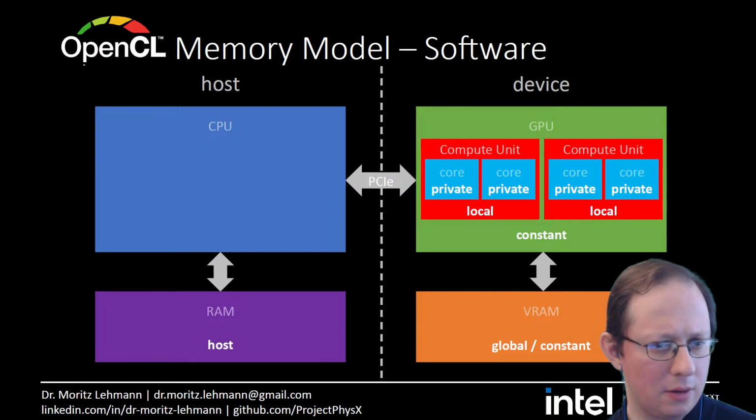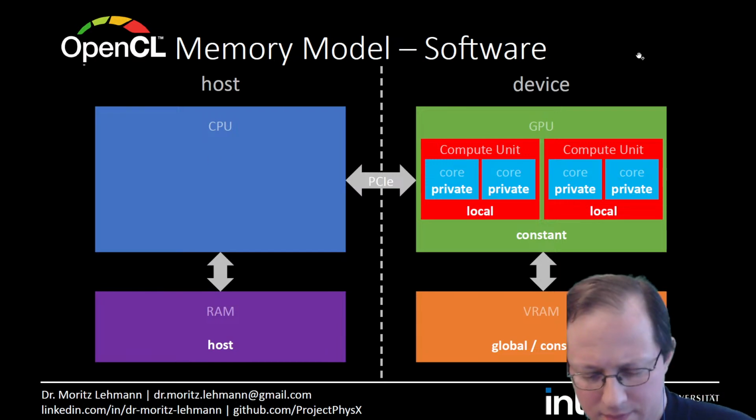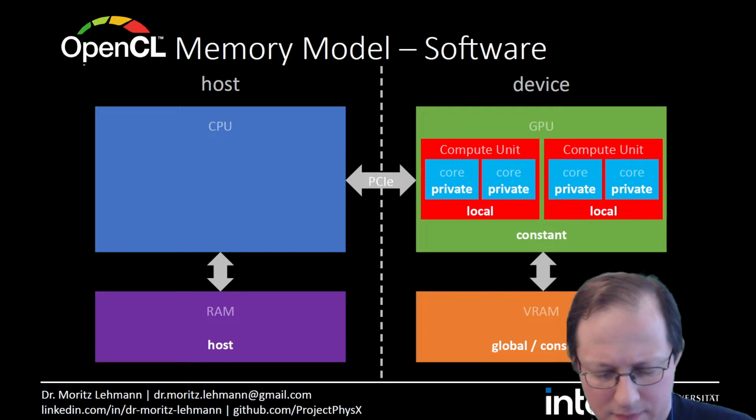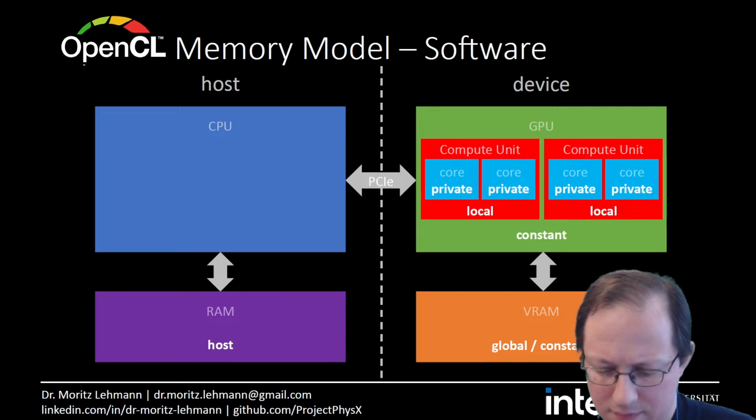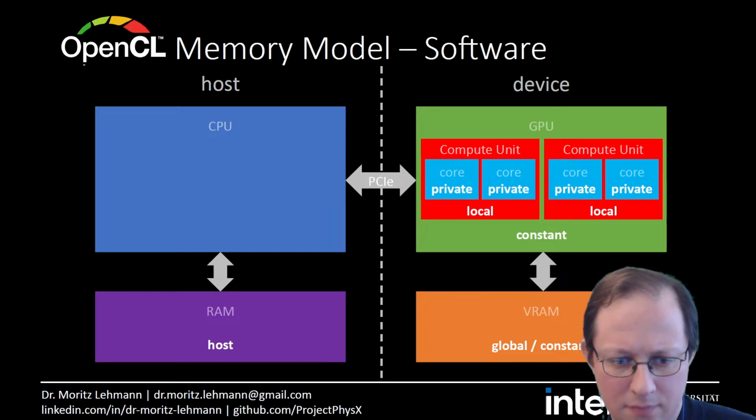So on the left side, there's the CPU. It's called the host side. And the CPU has access to its RAM on the host side, and then on the right side it's the device. OpenCL calls it the device, so that is essentially the GPU. But the device can also be the CPU, so you can also dispatch kernels to run on the CPU. But for now, let's keep it at that.